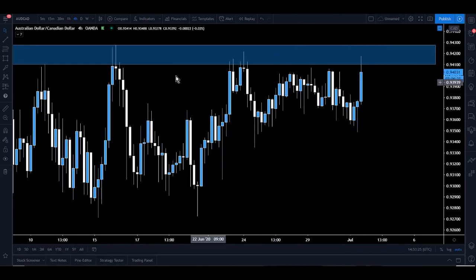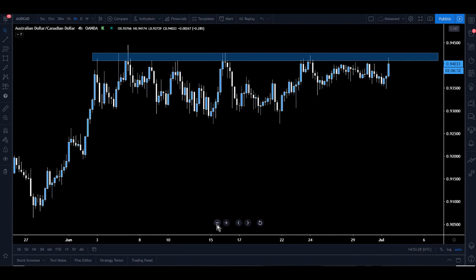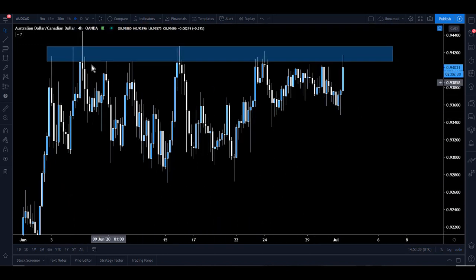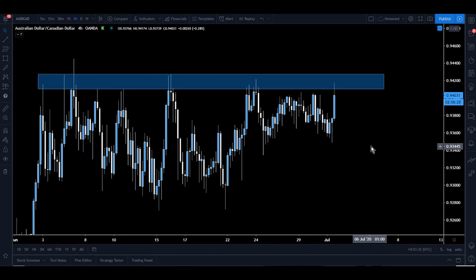Aussie CAD also approaching an area of interest, this zone here. So Aussie dollar's got a little bit to push up. Maybe we'll see that on Aussie CAD as well. Very interesting zone though to watch, around about 94.20. So two Aussie pairs there, areas where you can be looking out.